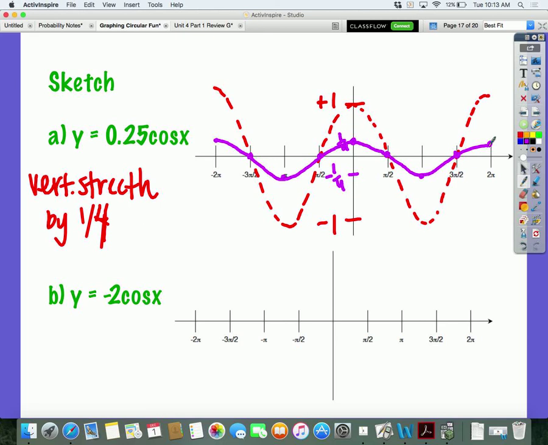And isn't it compressed? Not vertically stretched, but compressed. A is in between 0 and 1, so it's closer to the x-axis. Do you guys see the difference? Good stuff. Actually, we do have some time. That didn't take us too long. Let's do this one. What does the negative 2 mean?